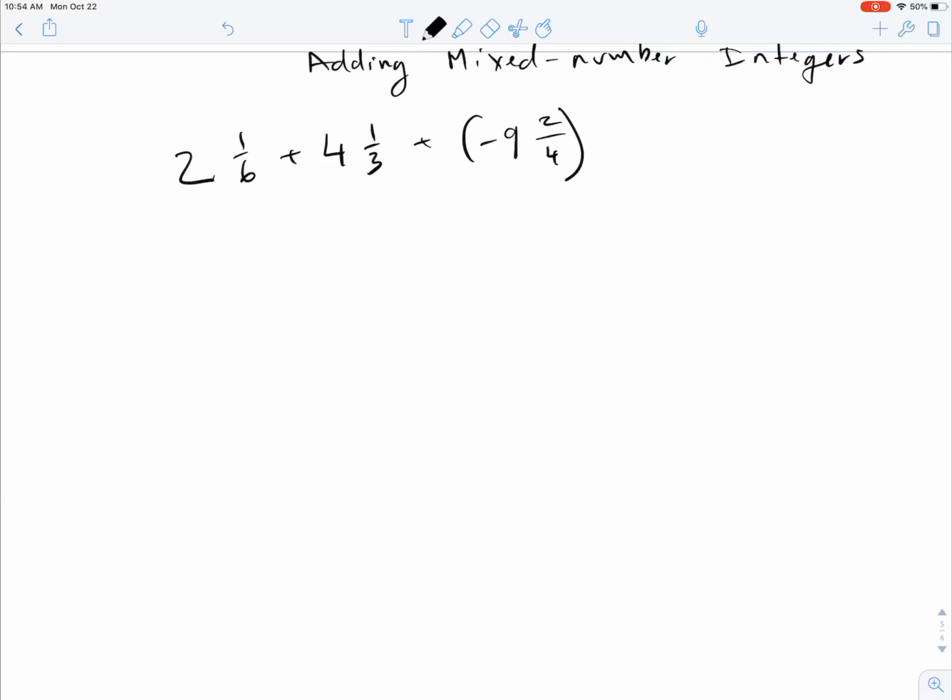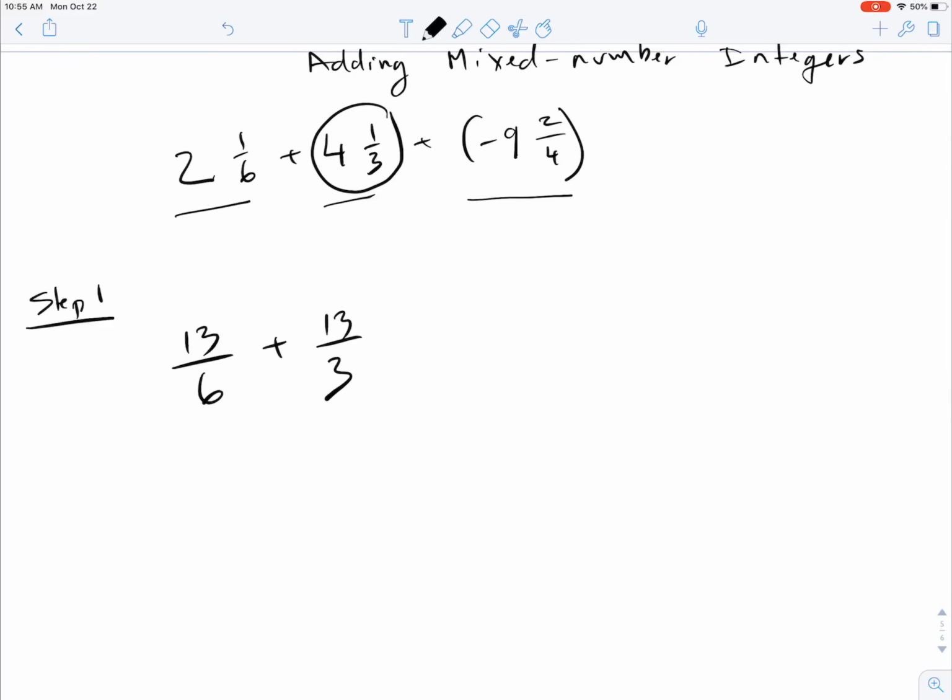Here we go. We're given 2 and 1/6 plus 4 and 1/3 plus negative 9 and 2/4. The first thing I'm going to do is convert these into improper fractions. That's step one. My new fraction is 6 times 2 is 12, plus 1 is 13 over 6. Plus, we convert this fraction to 13 over 3, plus a negative: 9 times 4 is 36, plus 2 is 38, so negative 38 over 4. Okay, cool. That's step one.